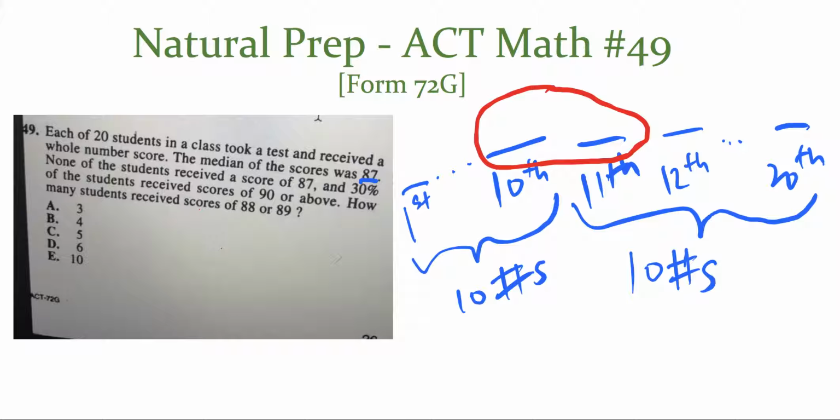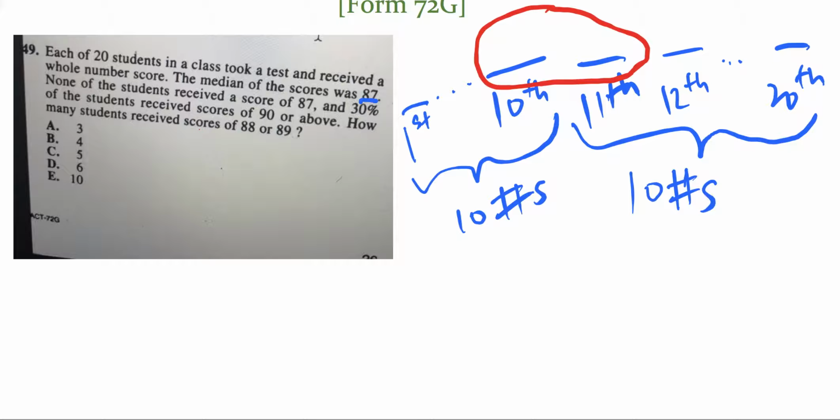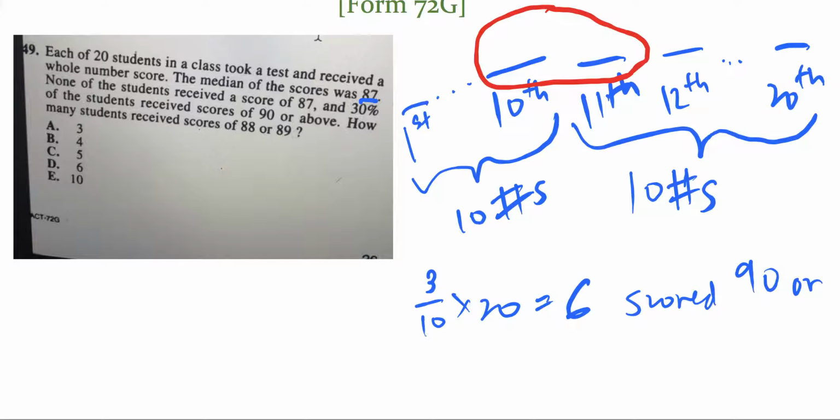So let's keep going. 30% of the students received a score of 90 or above. So what does that mean? That means that 3/10 of the total number of students, which is 6, that means 6 scored 90 or above.